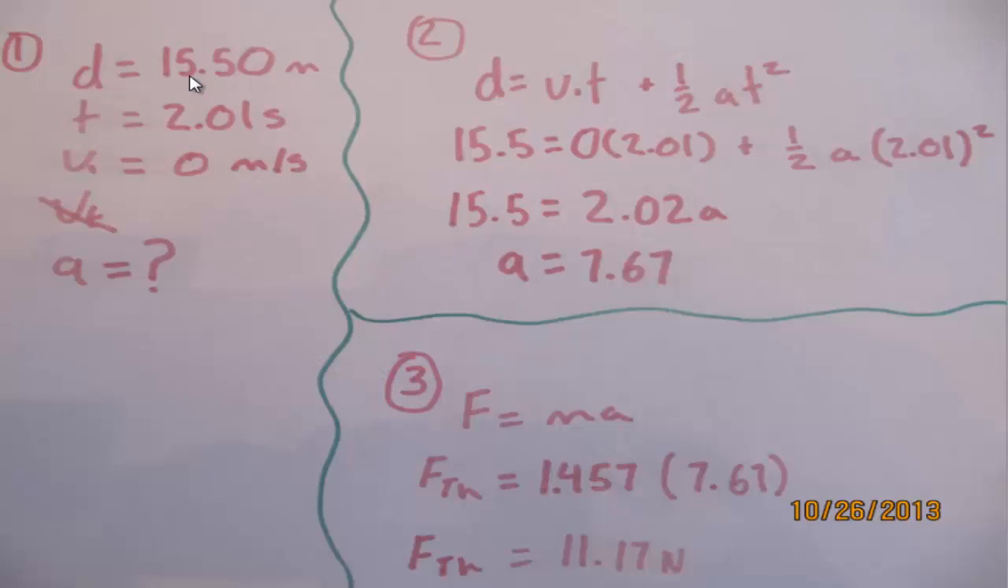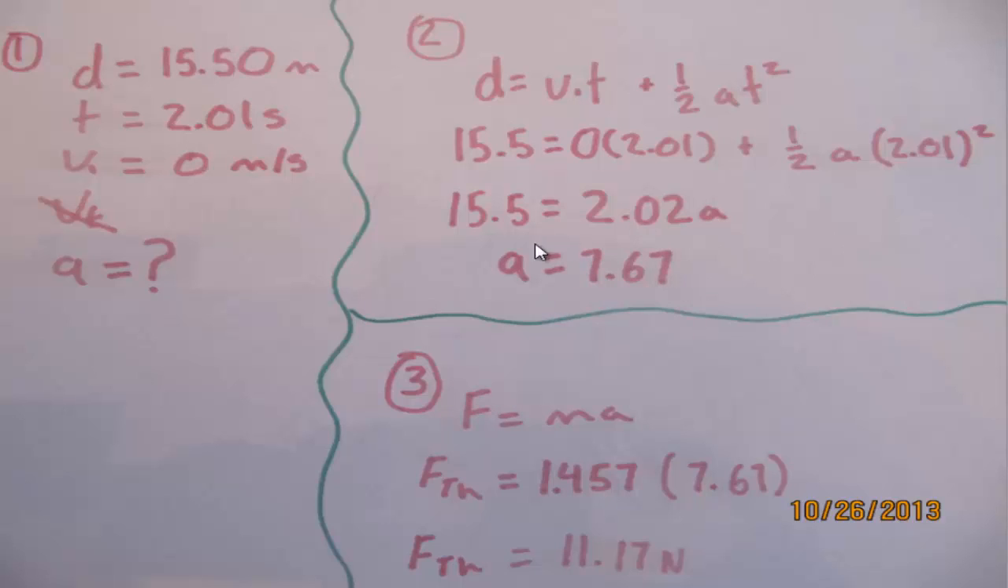From the video shown before, the car traveled 15.5 meters in a time frame of 2.01 seconds. The initial velocity of the car is 0, and because we did not wish to calculate the final velocity, we decided to calculate the acceleration. The work for the acceleration is shown here. The acceleration comes out to be 7.67 meters per second squared, even though it is not shown on the page.